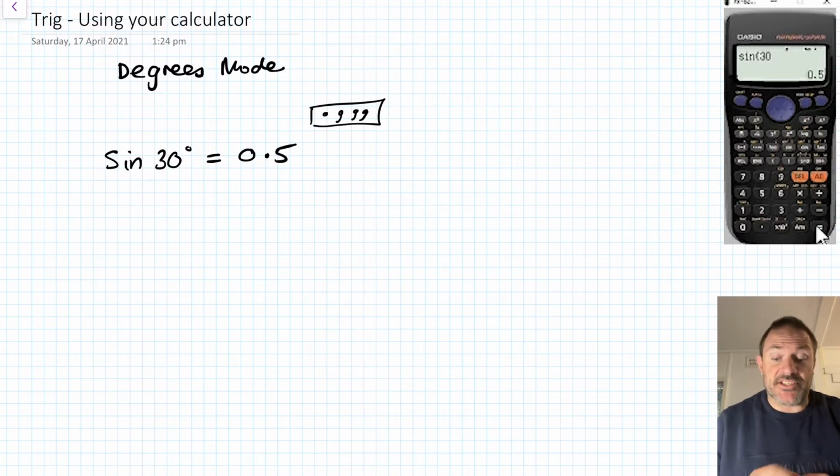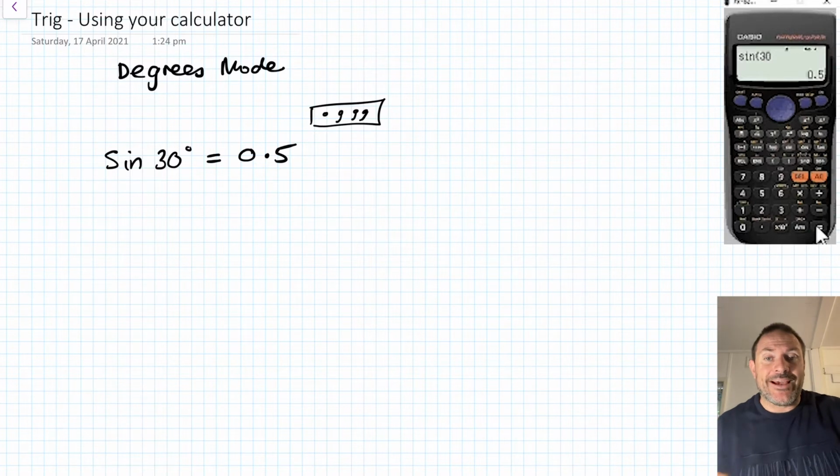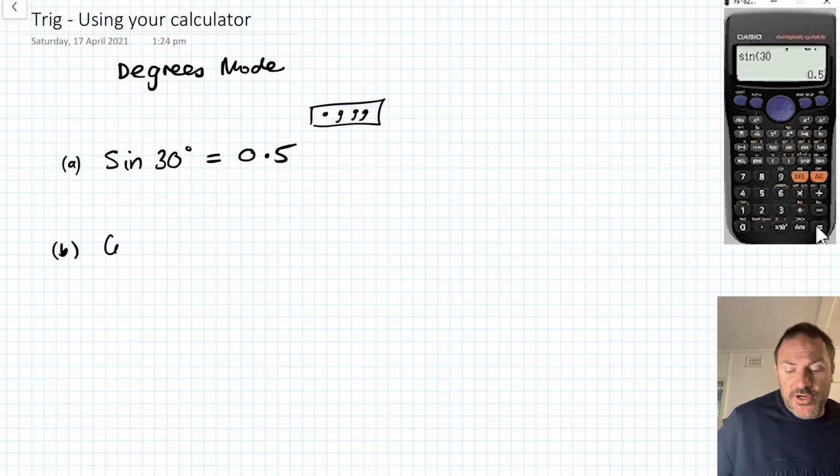So today it's just about how to do these calculations, because next lesson, when we start to bring the whole part of trigonometry into sides and angles, we need to be able to use our calculator effectively. The next one we could look at, and I'll give you an opportunity shortly to have a crack at some questions, is cos 40 degrees.